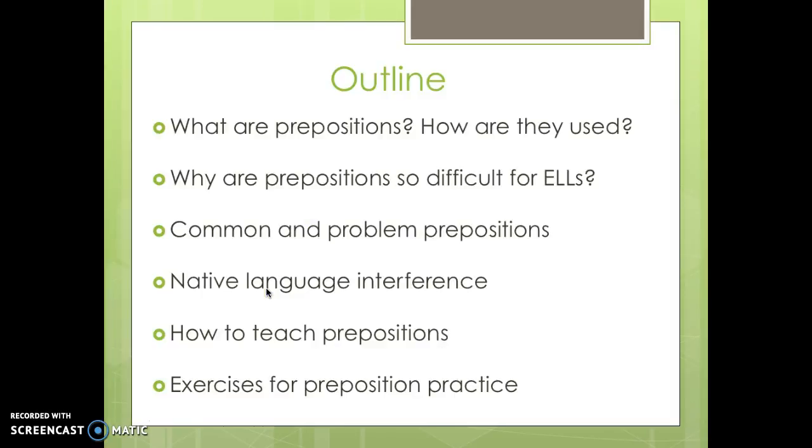This is the outline of what I'm going to talk about. What are prepositions? How are they used? Why are prepositions so difficult for ELLs to learn? Common prepositions as well as problem prepositions, native language interference, how to teach prepositions, and exercises for preposition practice.